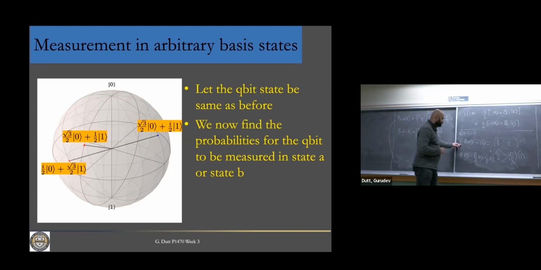Oh, sorry, it's 2. Square root 3 over 2a minus i over 2b.